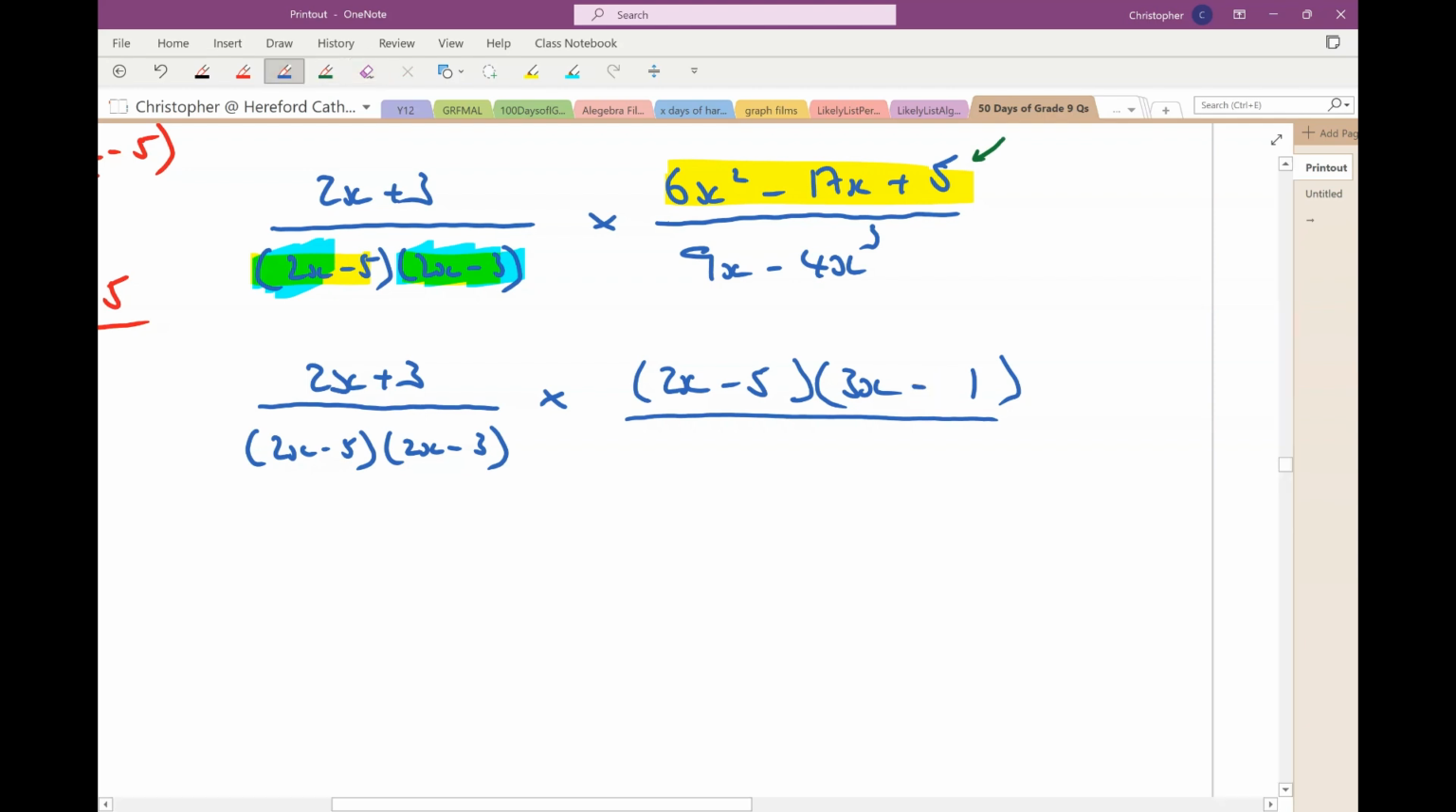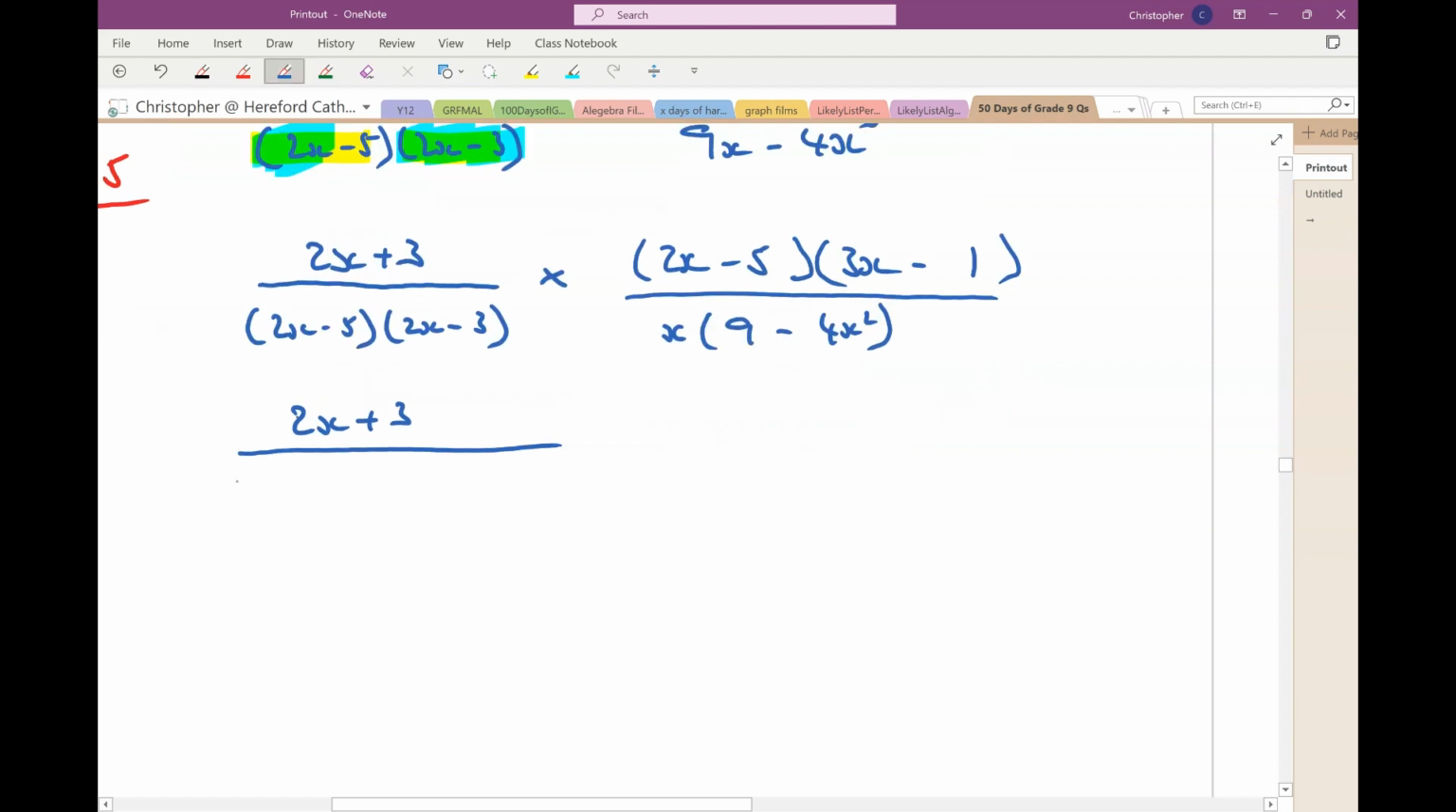Now, let's check our x's there. We certainly get 6x squared. Good. We get minus 15x, minus 2x, minus 17x, and we get plus 5. Good, so that does work. Now, what about the bottom here? Well, I'm going to pull out an x first. It's going to leave me with 9 minus 4x squared. Now, let's keep on going with this. So I'm going to write that as 2x plus 3 all over. Now, I could do some cancelling now, but I'm not going to. I'm just going to write that down.